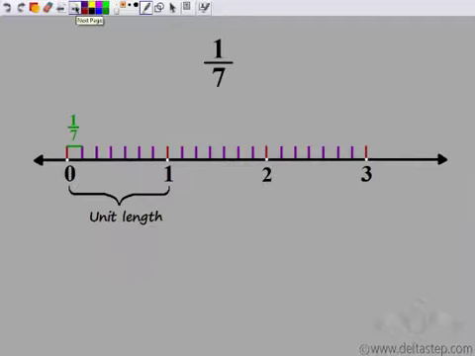Let's say 1 by 7. The denominator tells me that I have to divide the unit length into 7 equal parts. So this is the unit length. I divide it into 7 equal parts. 1, 2, 3, 4, 5, 6, 7. So I have 7 equal parts. Now 1 by 7 represents the length of one of those equal parts. So this one part is 1 by 7.